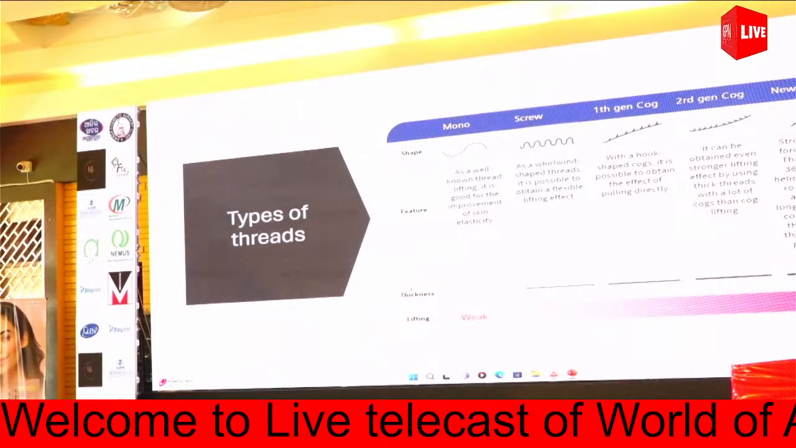Basically, the concept of thread lift is that you hang the skin onto the barbs. So the number, the shape and the direction of the barbs makes a lot of effect on the results. There can be unidirectional barbs, there can be bidirectional barbs, and the third generation or the top barbs are the 360-degree helical barbs, like rows on which the skin is stretched and hung. And these give a longer and a stronger support.